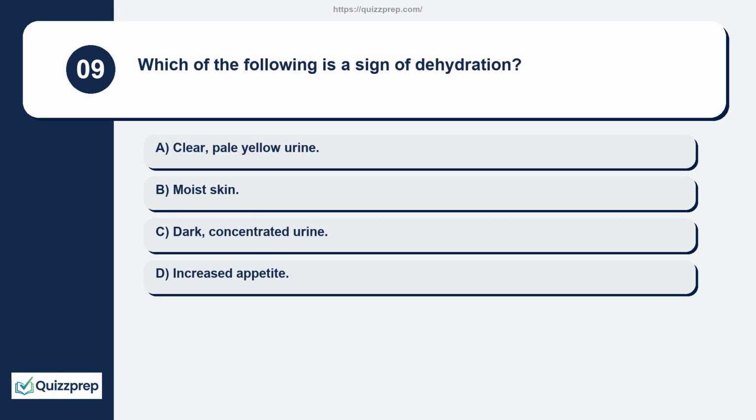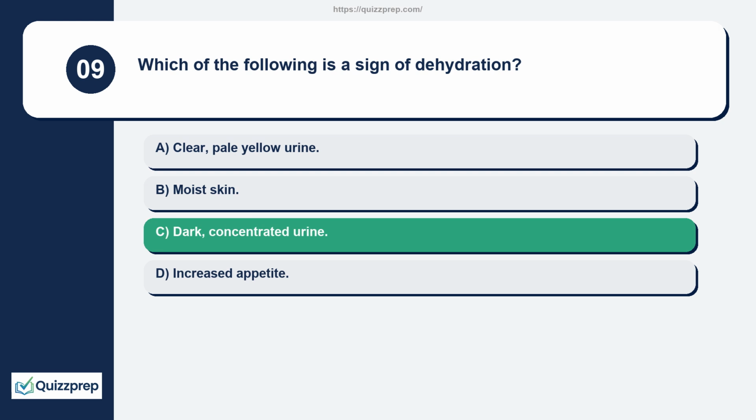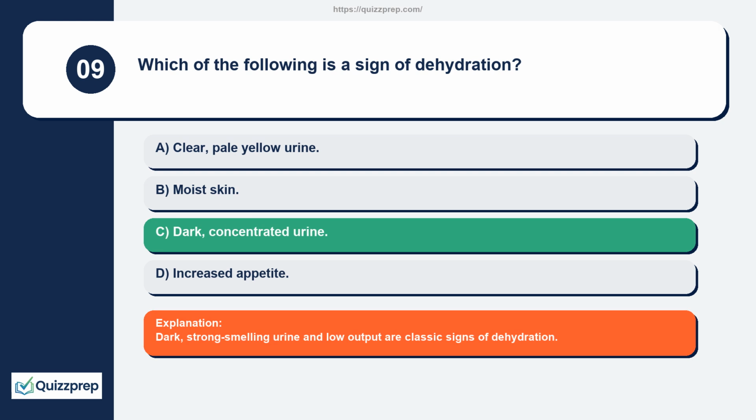Question 9. Which of the following is a sign of dehydration? Clear, pale yellow urine. Moist skin. Dark, concentrated urine. Increased appetite. Dark, strong-smelling urine and low output are classic signs of dehydration.